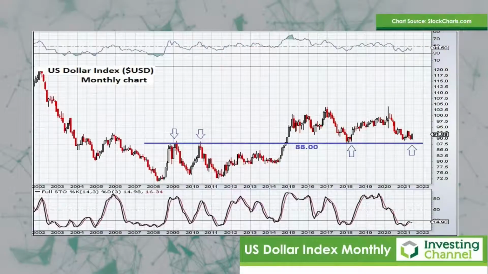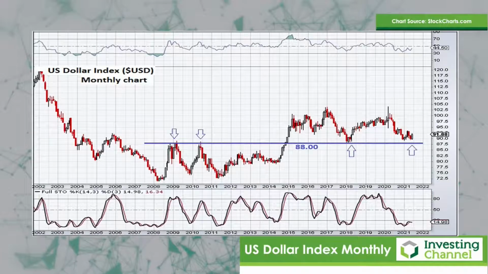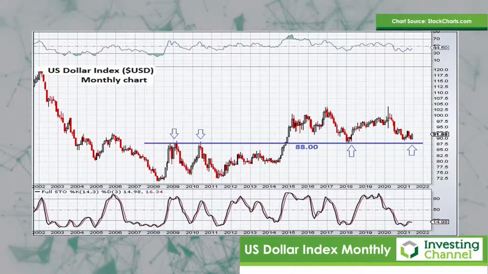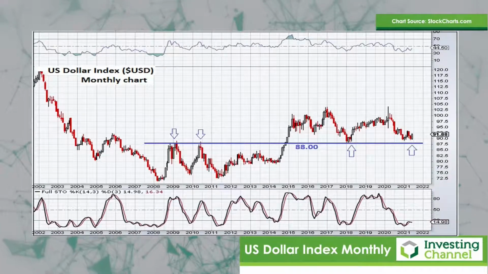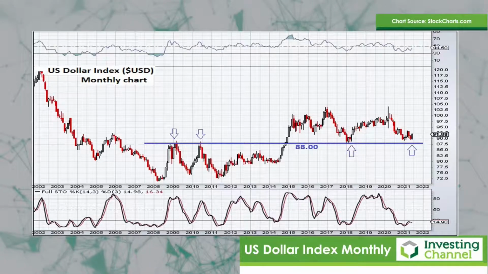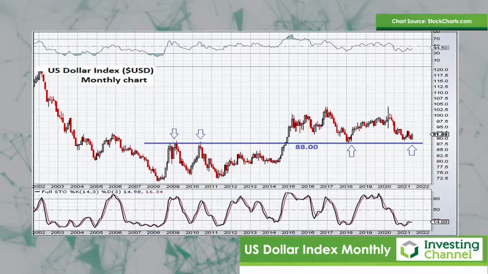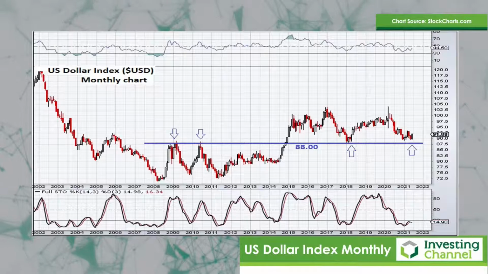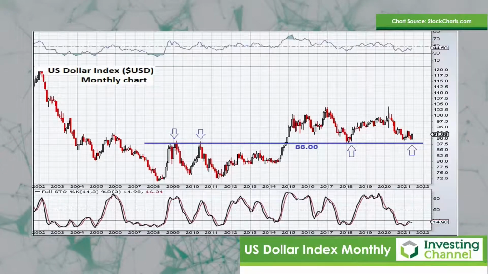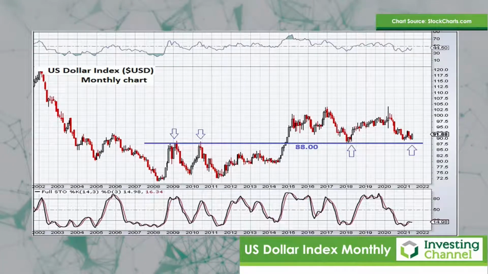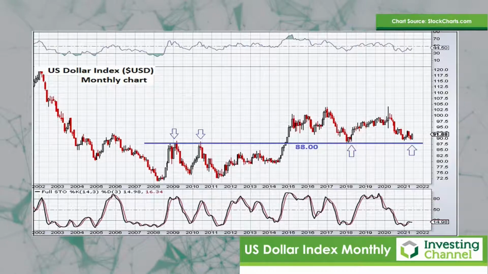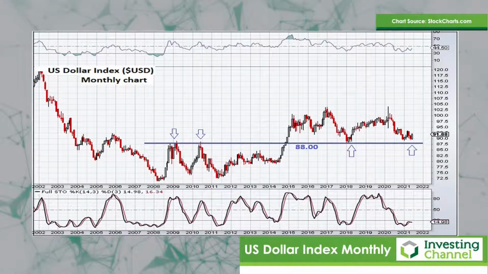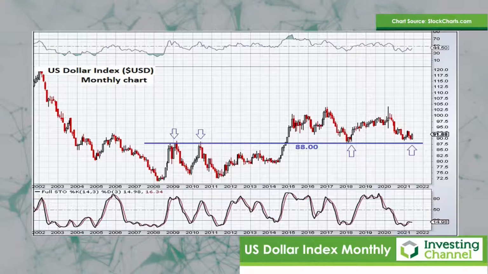This time I'm really zooming out very far. I'm looking at a monthly chart of the US dollar index, and it goes all the way back to the beginning of this millennium, so around about 20 years worth of trading history here. Now keep in mind, this is an index that tracks the US dollar against 6 other developed market currencies. And it's a good measure of the strength of the dollar against other developed market currencies.